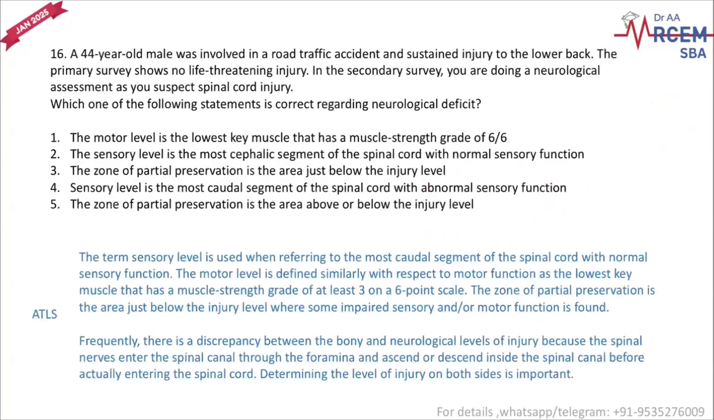We have a 44 years old male who was involved in a road traffic accident and sustained injury to the lower back. The primary survey shows no life-threatening injuries. In the secondary survey, you are doing a neurological assessment as you suspect a spinal cord injury. Which one of the following statements is correct regarding the neurological deficit? The motor level is the lowest key muscle that has the muscle strength of 6/6. No, that is wrong. It has the muscle strength of 3/6.